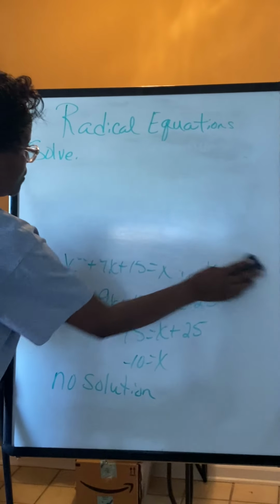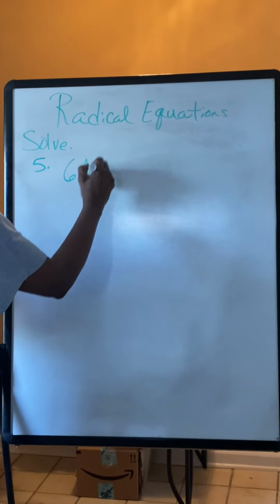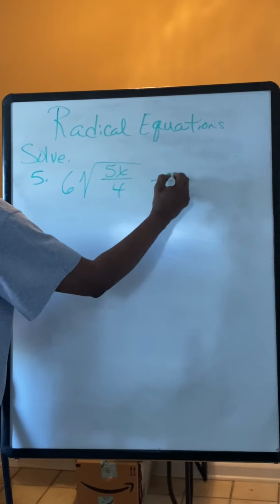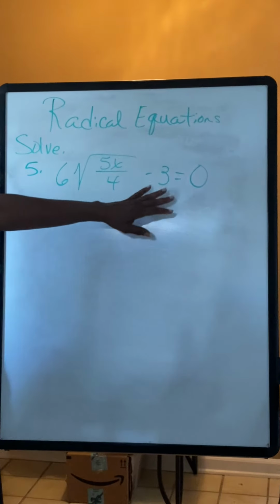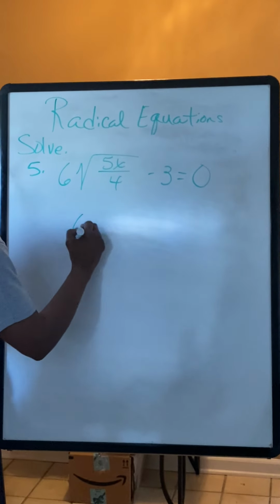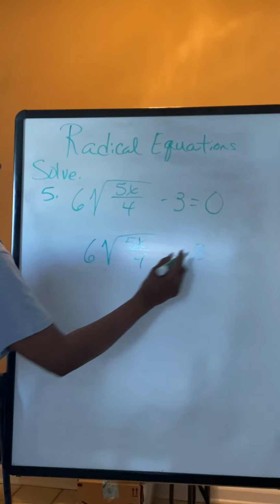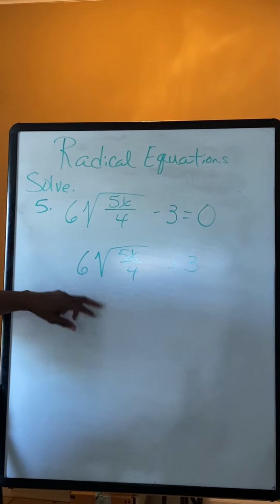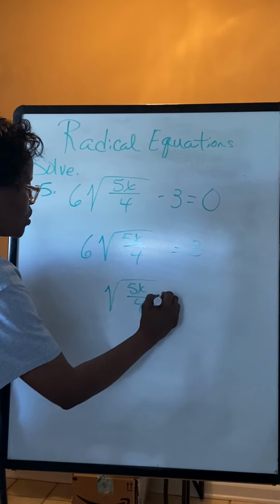Example 5. I had 6 times the square root of 5x divided by 4, minus 3, is equal to 0. The first thing I'll do is transform the 3. I will be left with 6 times the square root of 5x divided by 4 is equal to 3. I read this as 6 times. There's multiplication, to undo it, divide, so I'll divide both sides by 6. As I do that, I'm left with the square root of 5x divided by 4 is equal to 1/2.